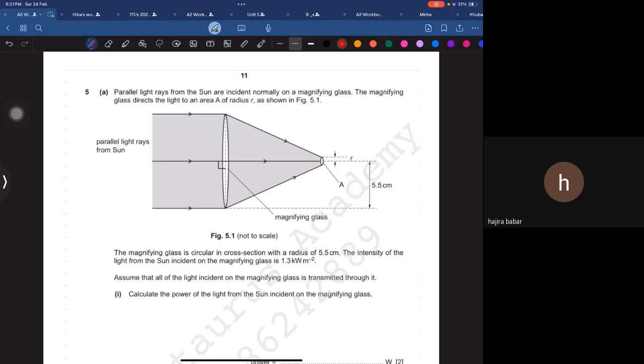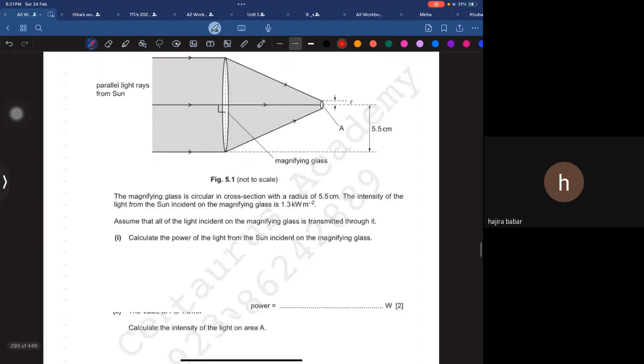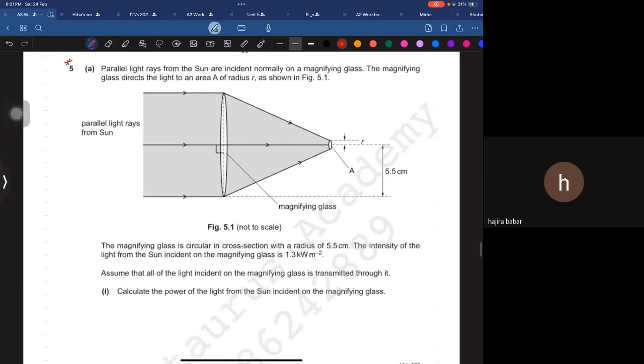Anyhow, this is the last question I'm gonna do for you people, and this is a new one. Came in 2022, so let's check it out. In this one, it says parallel light from the sun is incident normally on a magnifying glass. The magnifying glass directs the light to an area A, and it has a radius of 5.5, as you can see on the diagram as well. The magnifying glass is circular and cross-sectional, has a radius this. The intensity of the light of the sun is 1.3. So here we have intensity I1 as 1.3. Then it says assume all the light incident on the magnifying glass is transmitted through it.